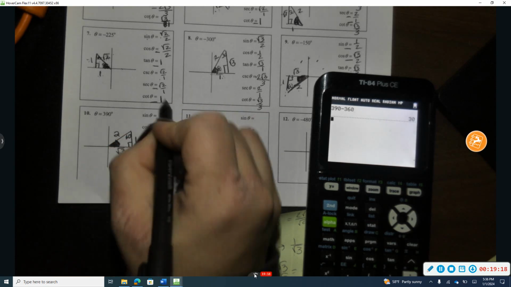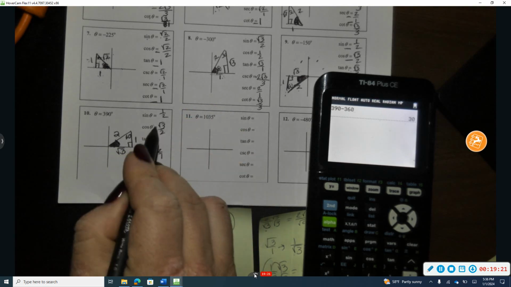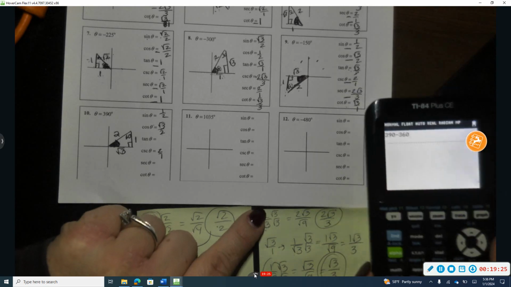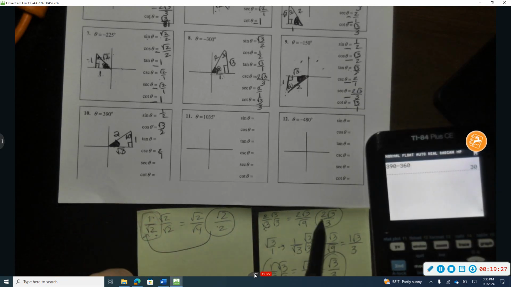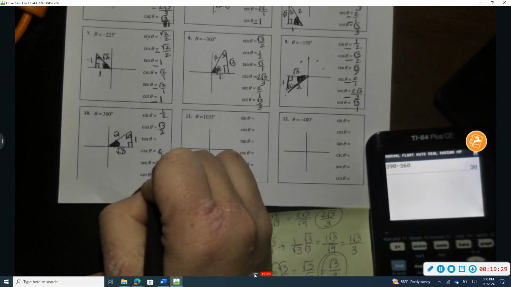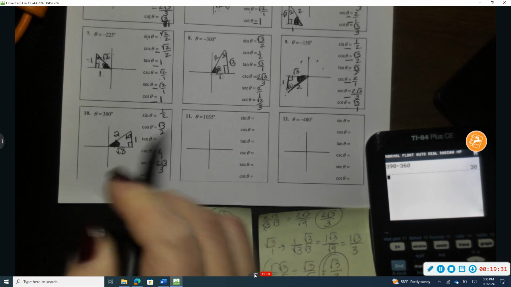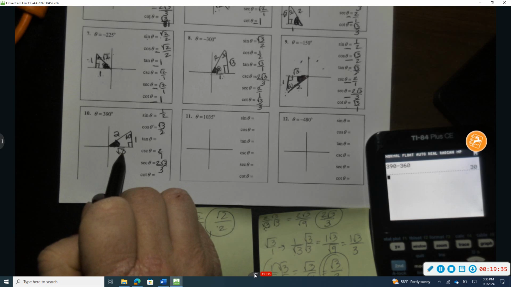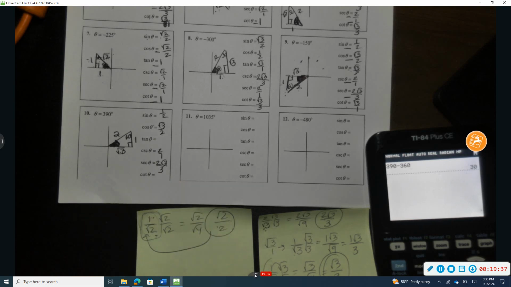Cosine is adjacent over hypotenuse, and now when I take radical 3 over 2 and I take the reciprocal, I get 2 over radical 3, rewritten as 2 radical 3 over 3. Tangent is opposite over adjacent, so 1 over radical 3 should go here, but I need to write it in proper form. So 1 over radical 3 is correct.